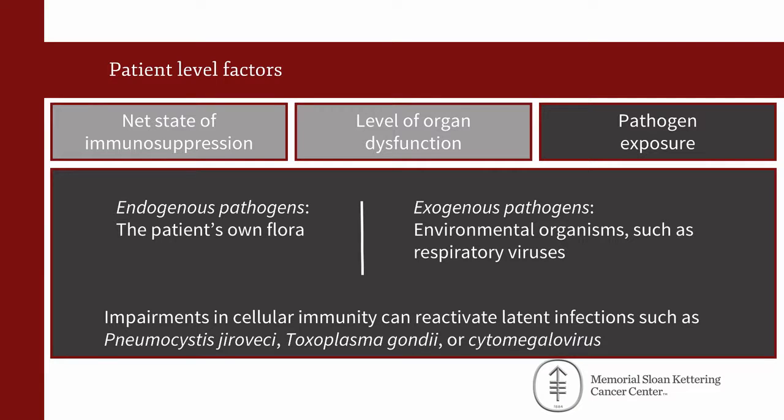Infections arise from two types of pathogen exposure: endogenous, meaning the patient's own flora, or exogenous environmental pathogens, such as respiratory viruses. Those who have impairments in cellular immunity can also reactivate latent infections, such as Pneumocystis jirovecii, Toxoplasma gondii, or cytomegalovirus.